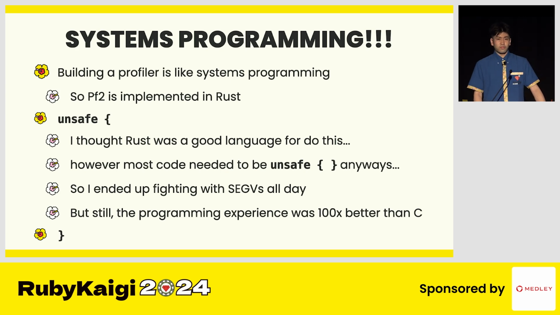Some of you have noticed that this sounds much like systems programming, and well, it kind of is. So I chose to implement the PF2 profiler, the profiler part, in Rust. I thought Rust was a very good language to do this. However, most code needed to be unsafe. So even though Rust is meant to be a safe language, I was always seeing seg faults. But still, the programming experience was quite good. So maybe some of you might want to implement a gem in Rust.